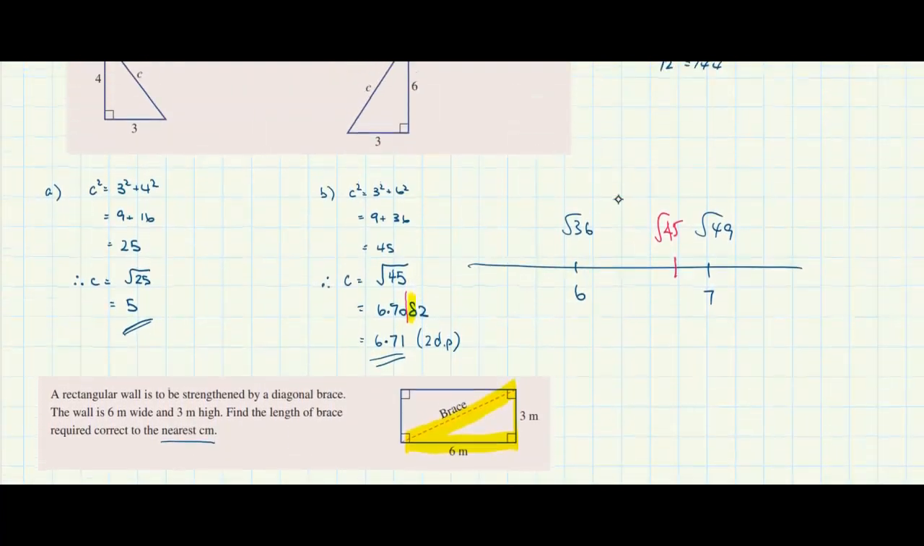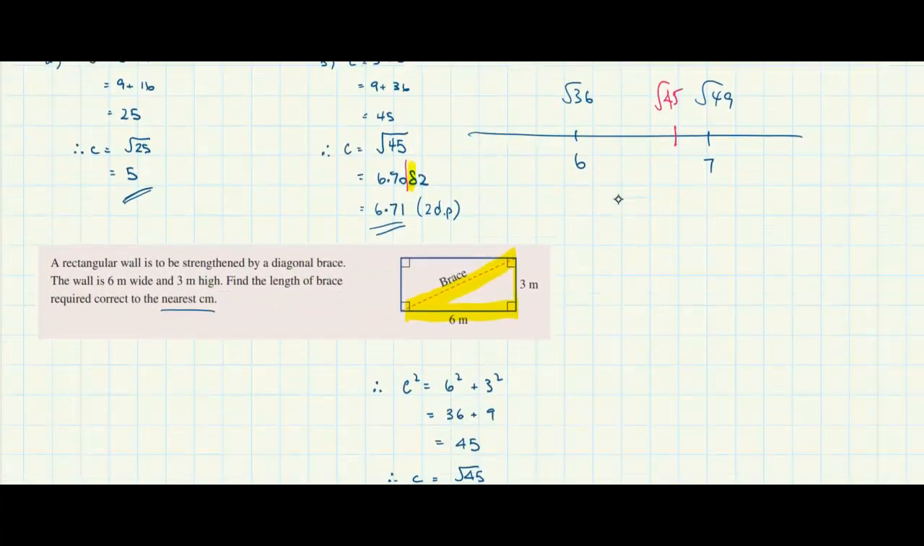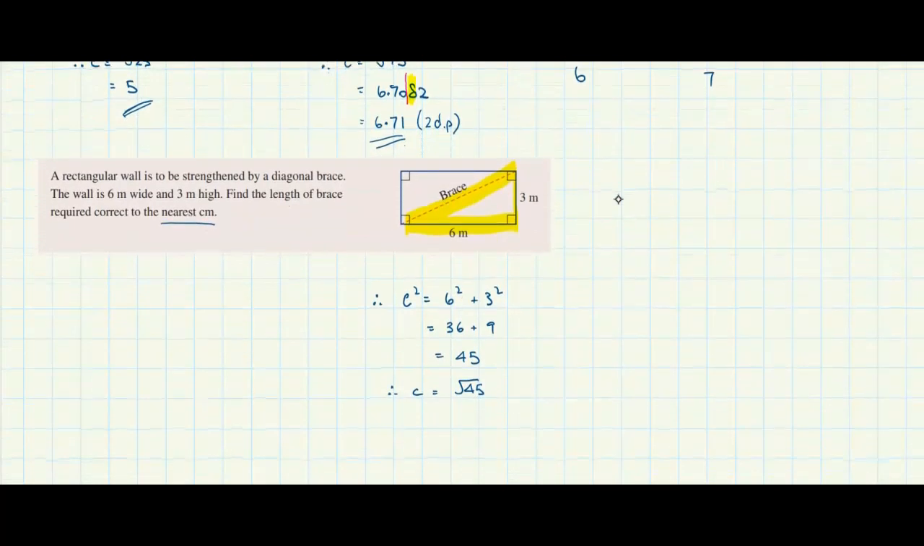So it's 6.7. I don't need to go to my calculator because I've already done it. What is 6.7 to the nearest whole number? Is it closer to 7 or 6? It's closer to 7. So 7 centimeters. No, not centimeters. 7 meters to the nearest meter.